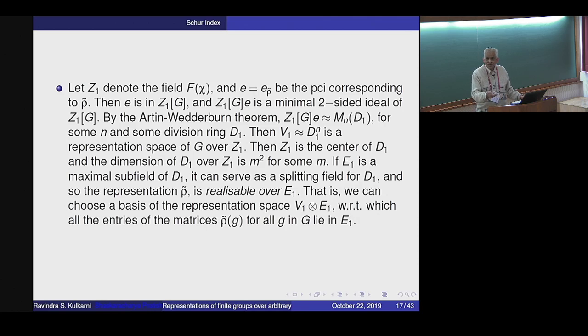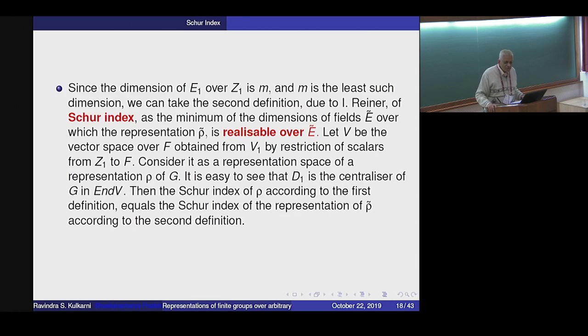I think this discussion could be given in any standard course on representation theory. Our standard representation theory courses just deal with the algebraically closed case, whereas other fields are also important in various contexts. So since E1 is a division algebra over Z1 whose dimension is M, and M is the least such dimension, we can take the second definition, due to Reiner, of Schur Index as the minimum of the dimensions of the fields E tilde over which the representation rho tilde is realizable.